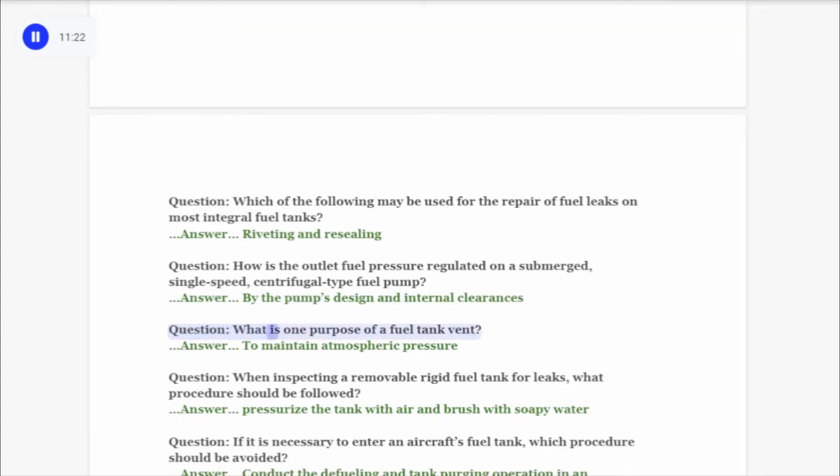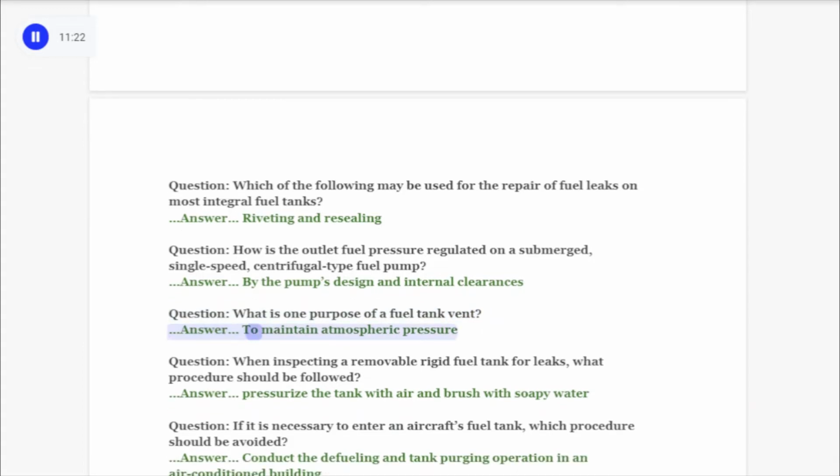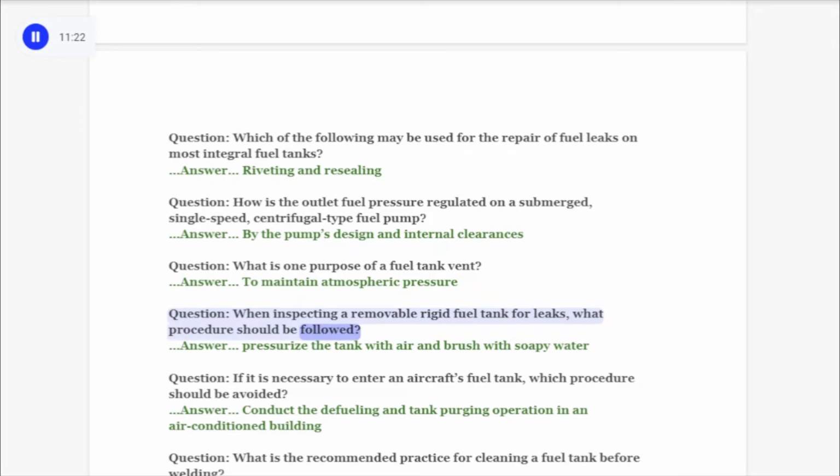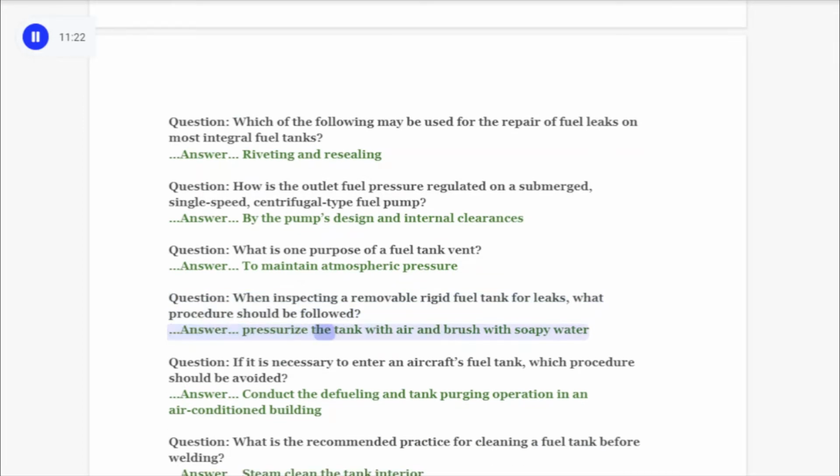Question: what is one purpose of a fuel tank vent? Answer: to maintain atmospheric pressure. Question: when inspecting a removable rigid fuel tank for leaks, what procedure should be followed? Answer: pressurize the tank with air and brush with soapy water.